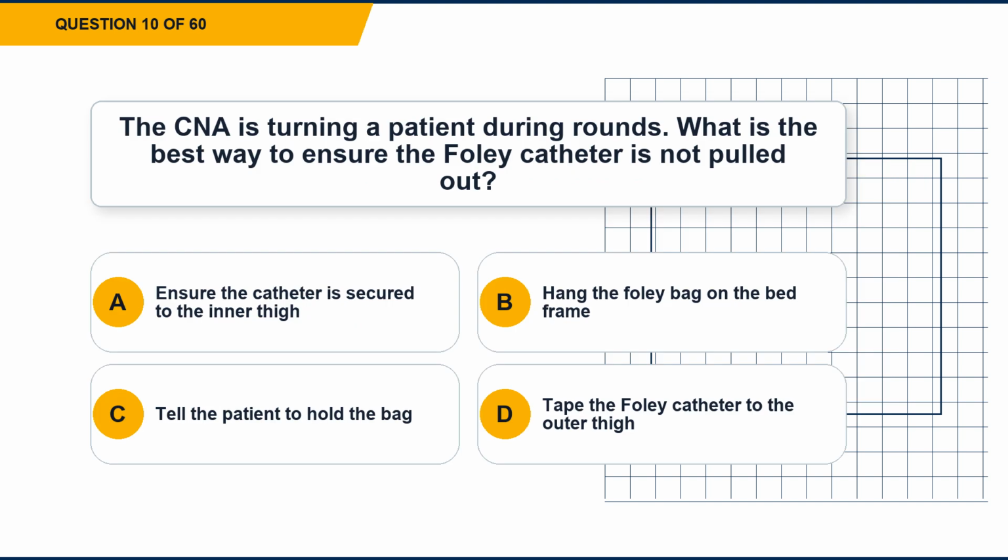Question 10. The CNA is turning a patient during rounds. What is the best way to ensure the Foley catheter is not pulled out? Option A. Ensure the catheter is secured to the inner thigh. Option B. Hang the Foley bag on the bed frame. Option C. Tell the patient to hold the bag. Option D. Tape the Foley catheter to the outer thigh.